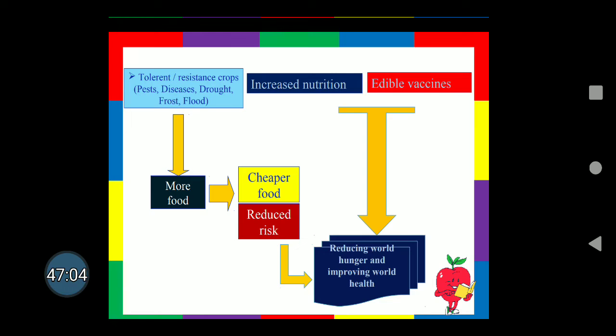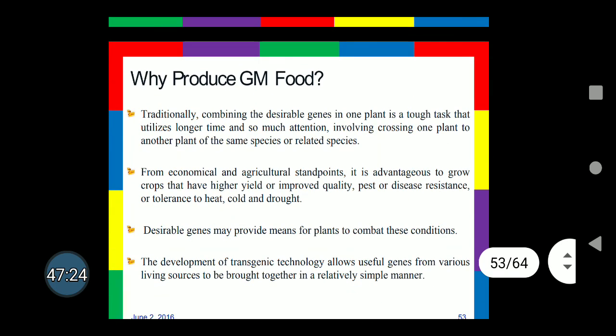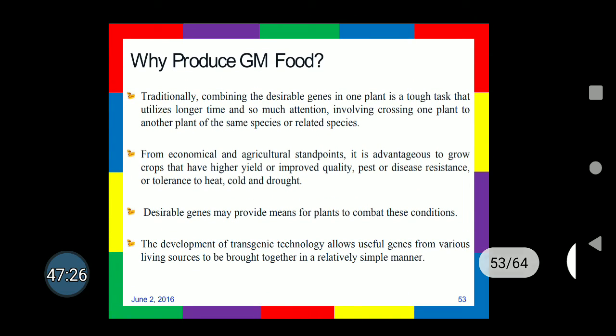So, tolerant and resistant crops: pest, disease, drought, frost and flood tolerance, with increased nutrition and edible vaccines. More food, cheaper food when we reduce the risk, reducing world hunger and improving world health. Why produce GM food?